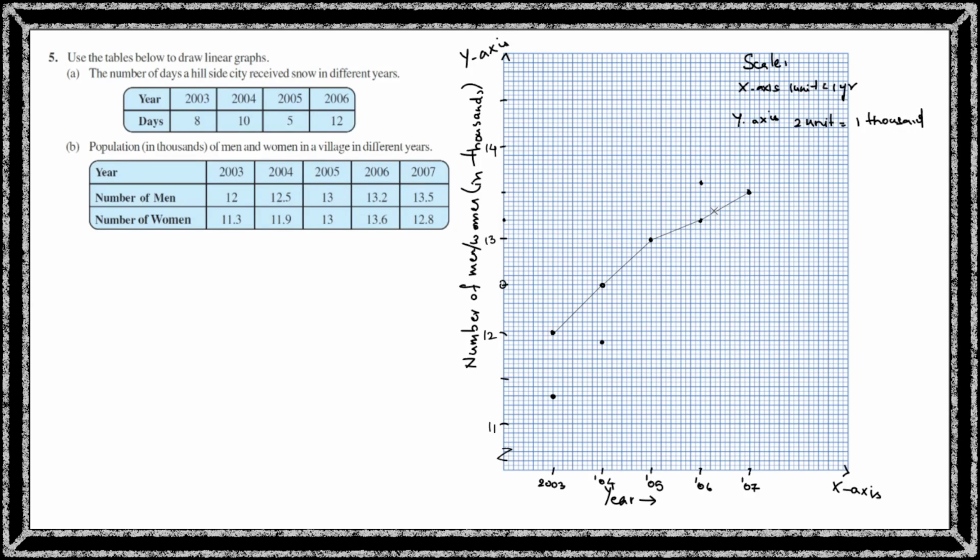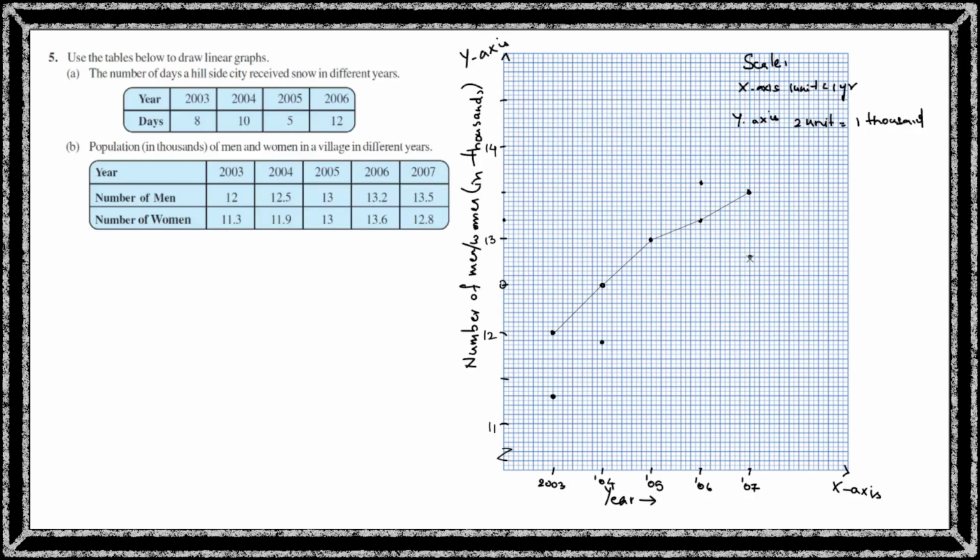Next I have 12.8. The population of women in 2007 has really come down to 12.8. If I can locate 13, 2 lines down of that, 4 lines, right? So this is 13 for me, this is 12.9, this is 12.8. That's it.